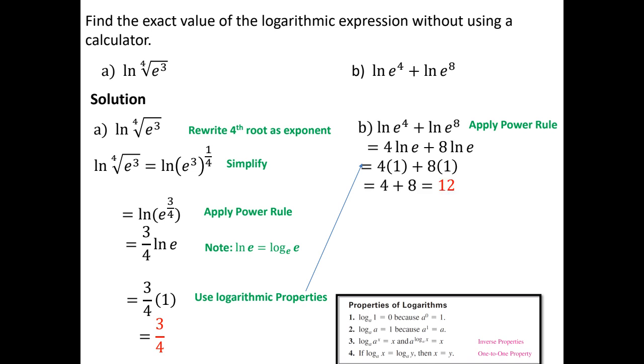So then I have 4 times 1, 8 times 1. Again, it's the same one that I had before. And then now this becomes just an easy algebraic problem: 4 plus 8 equals 12. And again, I'm doing all of this without having to use a calculator, just because I know my properties for logs.